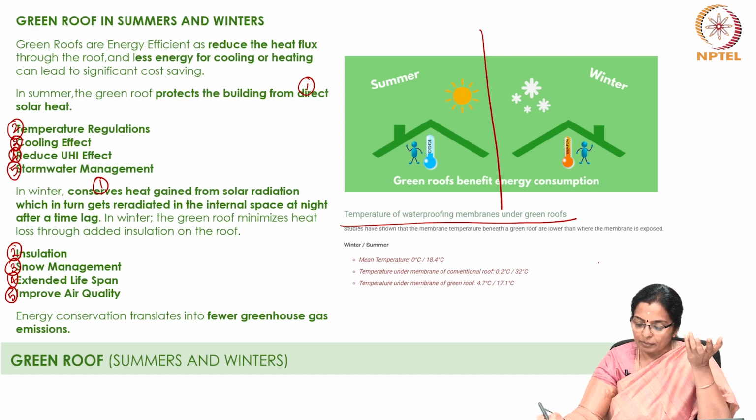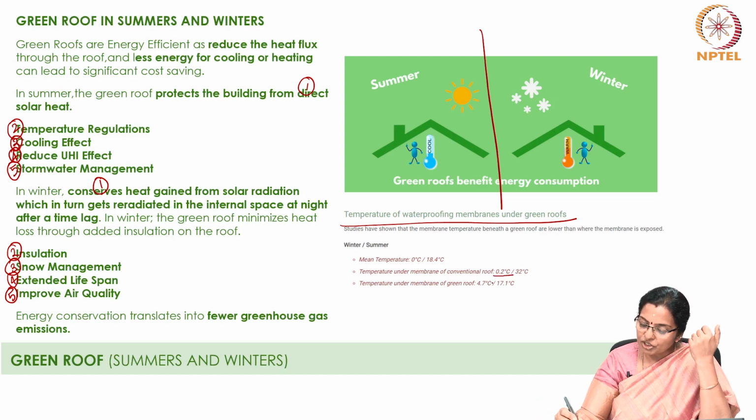In winter, when the mean temperature is 0 degrees centigrade, the temperature under the membrane of a conventional roof is 0.2 degrees centigrade and the temperature under the membrane of a green roof is 4.7 degrees centigrade. Whereas when the mean temperature in summer is 18.4 degrees centigrade, the temperature under the membrane of a conventional roof is 32 degrees centigrade and the temperature under the membrane of a green roof is 17.1 degrees centigrade.